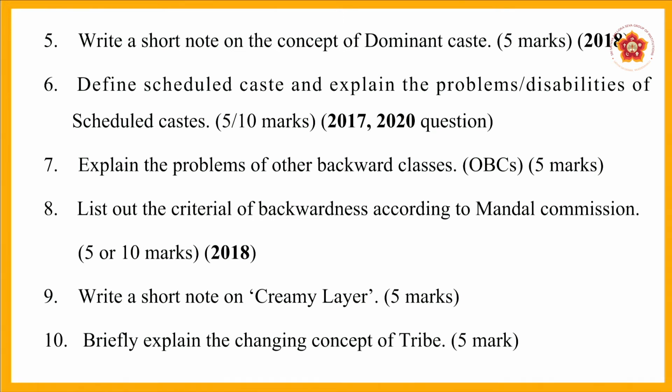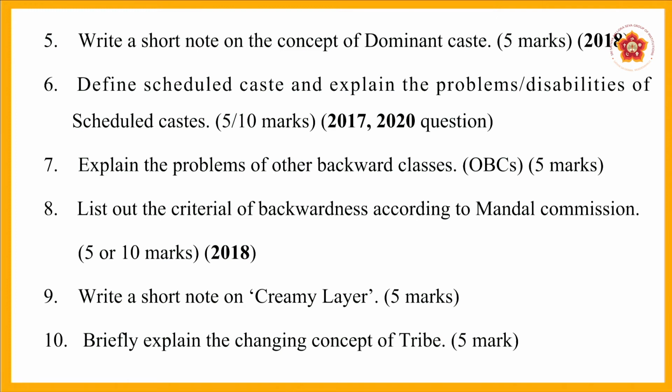Then the next question is, list out the criteria of backwardness according to Mandal Commission. So you have to mention the criteria. In that you have to take the calculations also, briefly explain, and briefly explain under the headings as they are given: social, educational criteria and economic criteria.